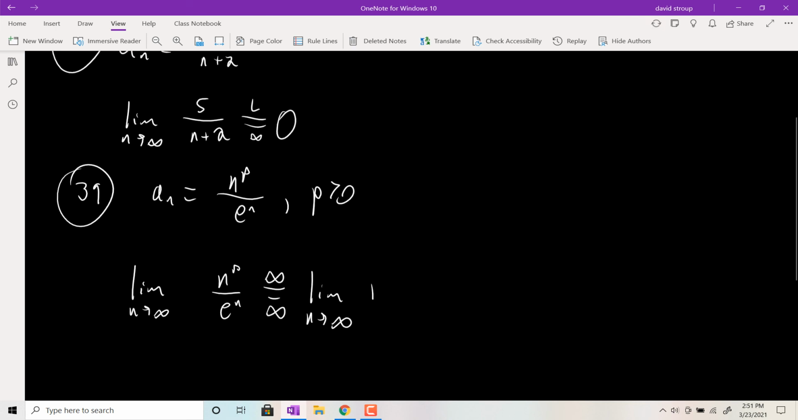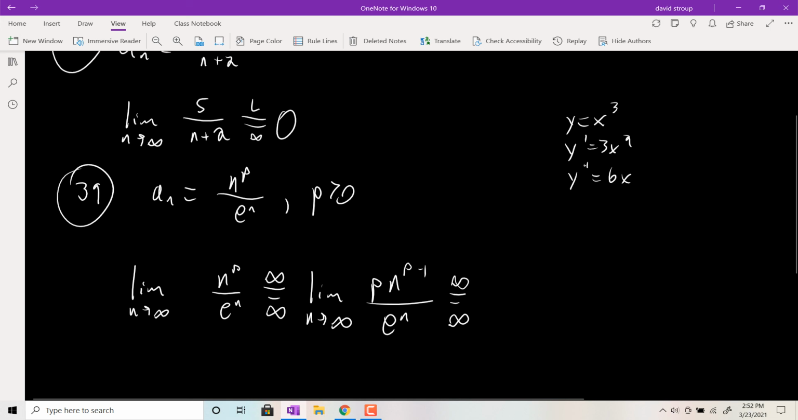Taking the limit as n goes to infinity, I'll have p n to the p minus 1 all over the derivative of e to the n, which is just e to the n. And I'm in no better shape, right? I'm still in an infinity over infinity kind of scenario. But if you have any experience with these, you know all you have to do is keep taking the derivative, and eventually this numerator, the variable, will go away. Okay, so it's like if you have y equals x cubed, you do y prime is 3x squared, y double prime is 6x, y triple prime is just 6. In other words, the variable is kind of annihilated.